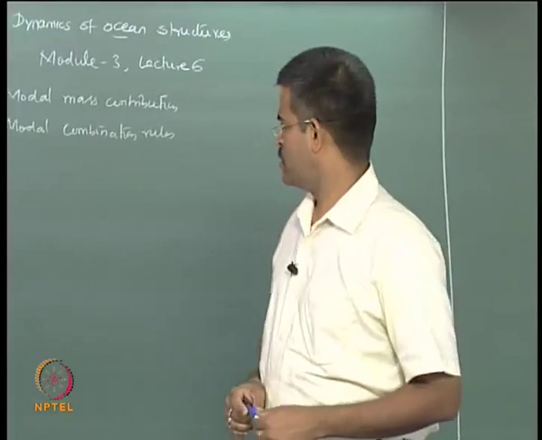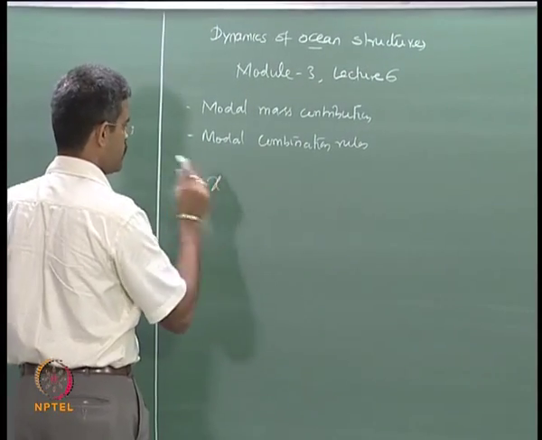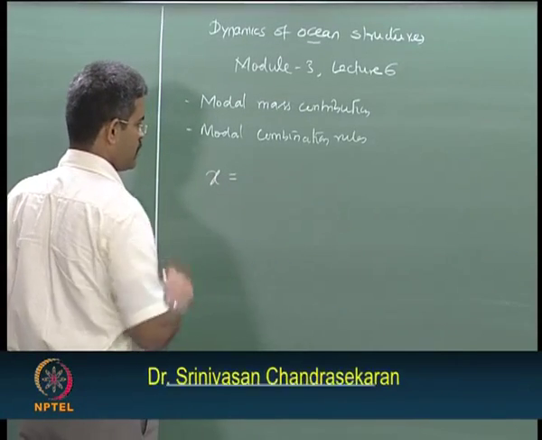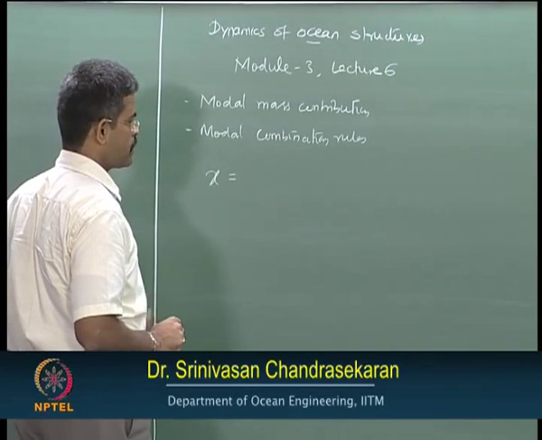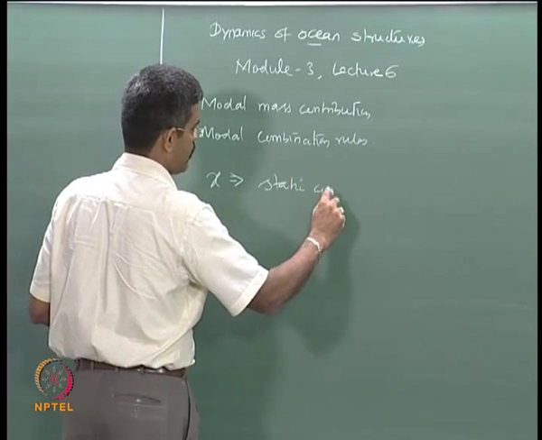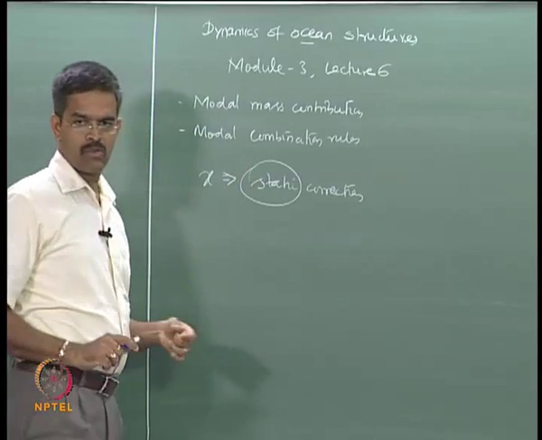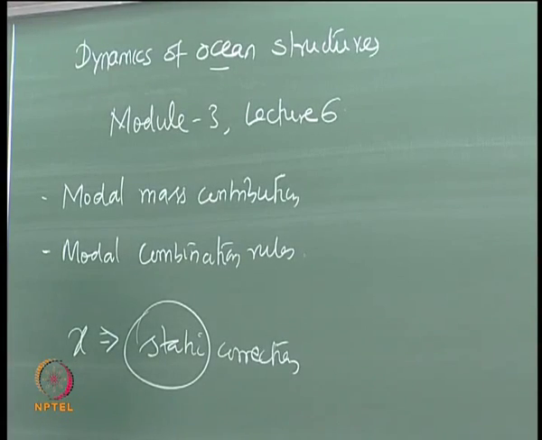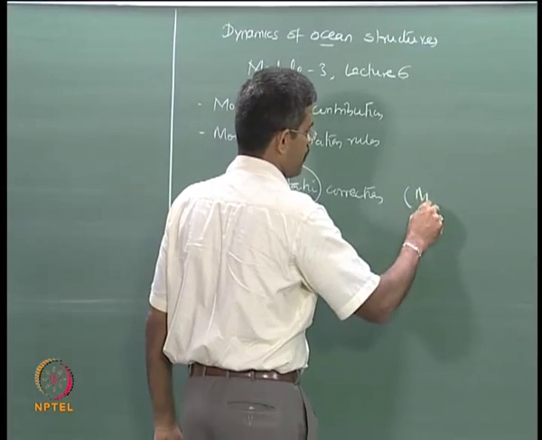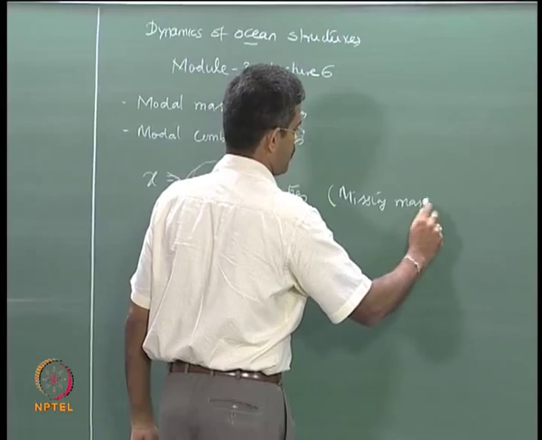In the last lecture we discussed the static correction method. If I want to find the response, I can take the response only from a specific mode and do a static correction for not including the higher modes. We said static because there is no dynamic component present in this correction. We also call this the missing mass correction because the mass from the higher modes may not be participating.